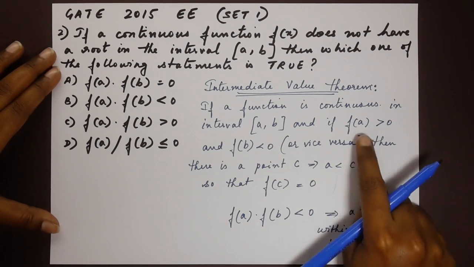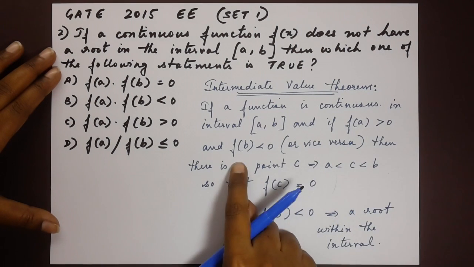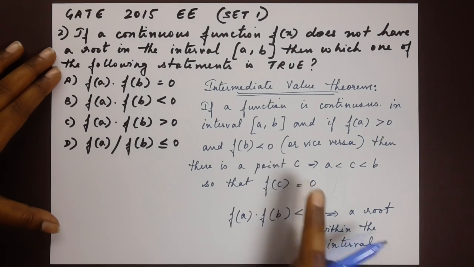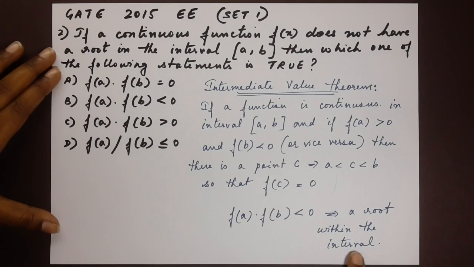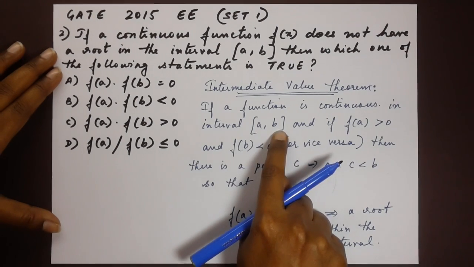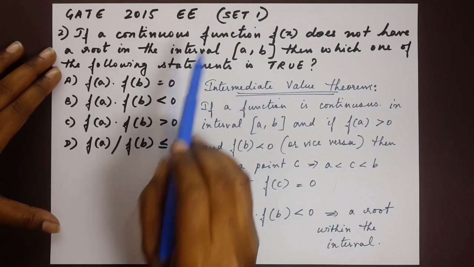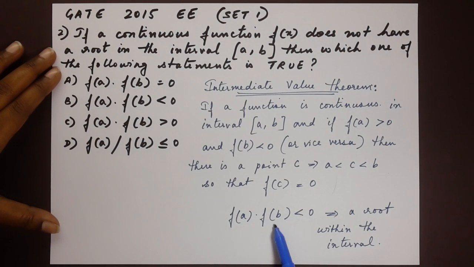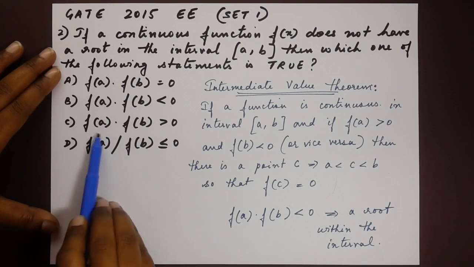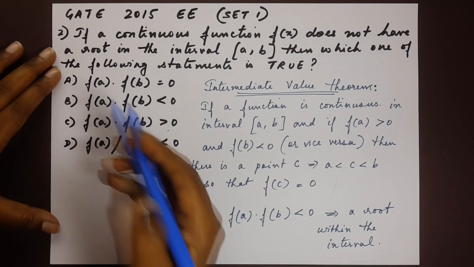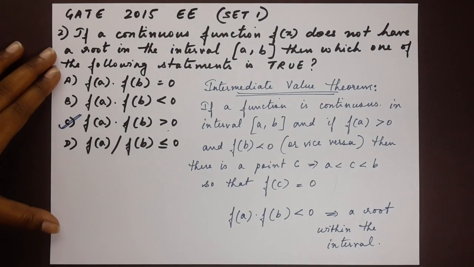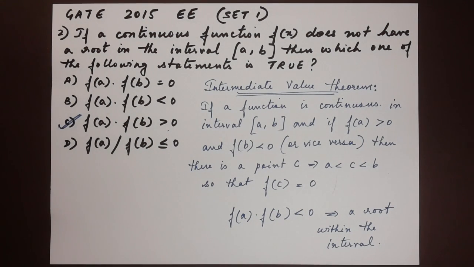So this is possible if f of a is greater than 0 and f of b is less than 0, then the root lies within the interval of a comma b. But the question says that the root does not lie in the interval, which means that f of a into f of b is not less than 0. It would obviously be the opposite. So f of a into f of b is greater than 0. So option C is the right answer.